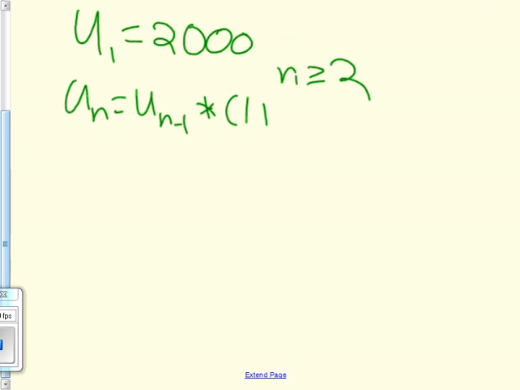Mm-hmm. Plus 0.07. Perfect. This looks great. Is it? Yes. Why would you want to change this to a 0?